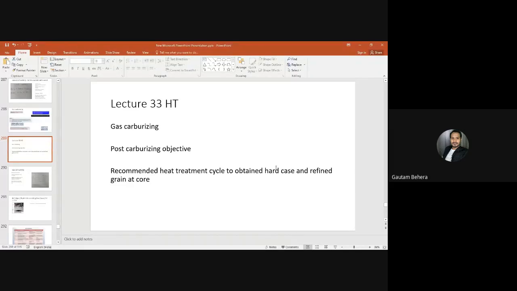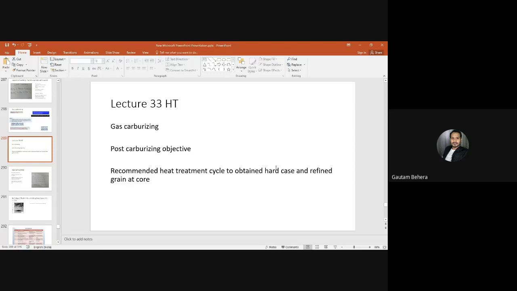Because you understand a lot of failure starts from the surface itself, right? Because surface is always exposed to the stress, basically, right? Like fatigue failure. Fatigue failure starts from the surface of the steel, right? So you can increase the fatigue strength by increasing the strength of the surface of the steel, or hardness of the surface can be increased, and you can increase the fatigue life of the steel.